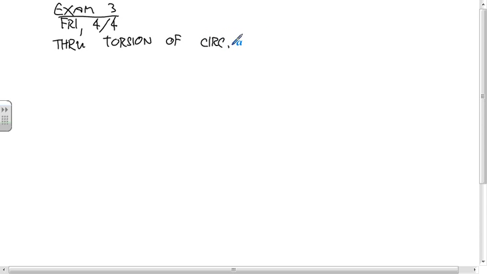Exam 3 is Friday. I think that's 4-4. And the topics go up through torsion with circular cross sections. So the stuff that I'm going to introduce today isn't on there.